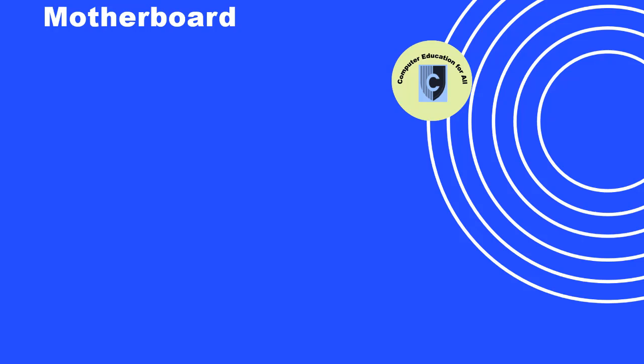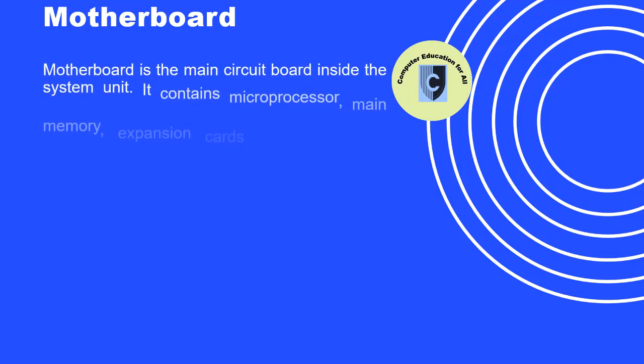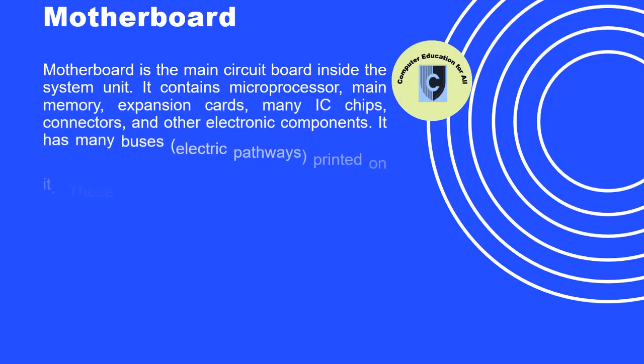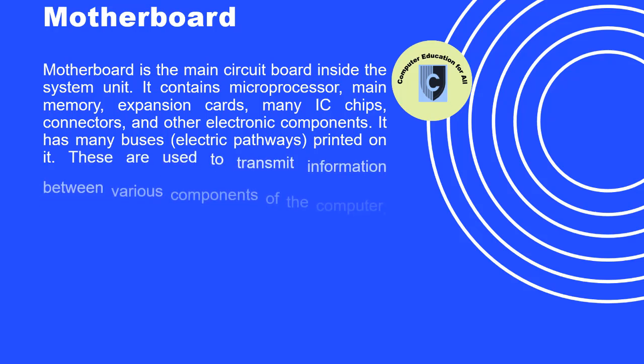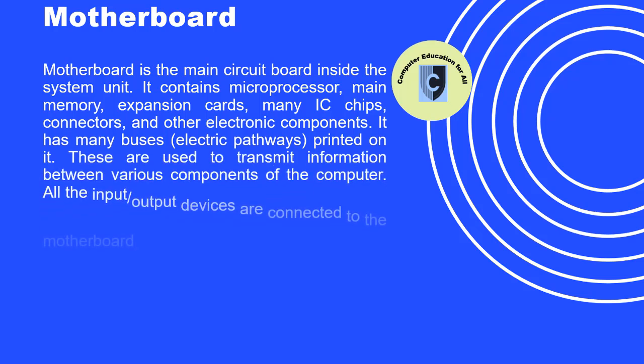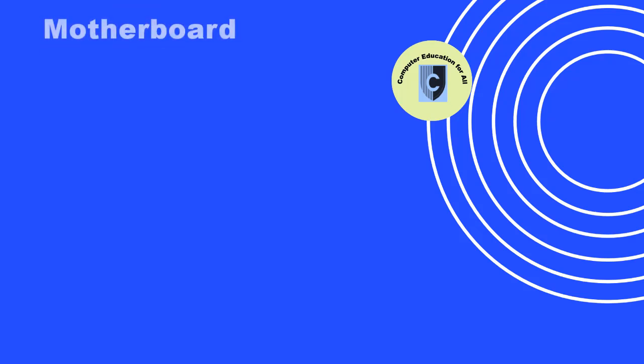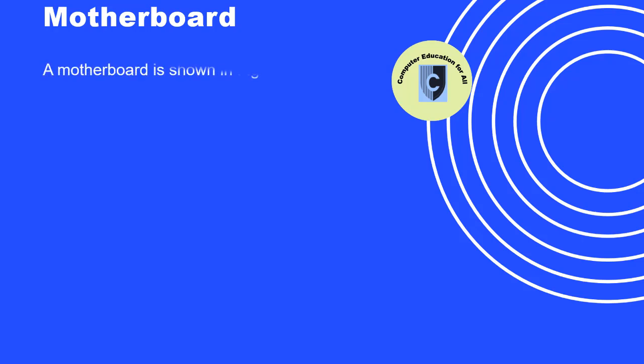Motherboard. Motherboard is the main circuit board inside the system unit. It contains microprocessor, main memory, expansion cards, many IC chips, connectors, and other electronic components. It has many buses, electric pathways printed on it. These are used to transmit information between various components of the computer. All the input-output devices are connected to the motherboard. A motherboard is shown in Fig. 1.22.